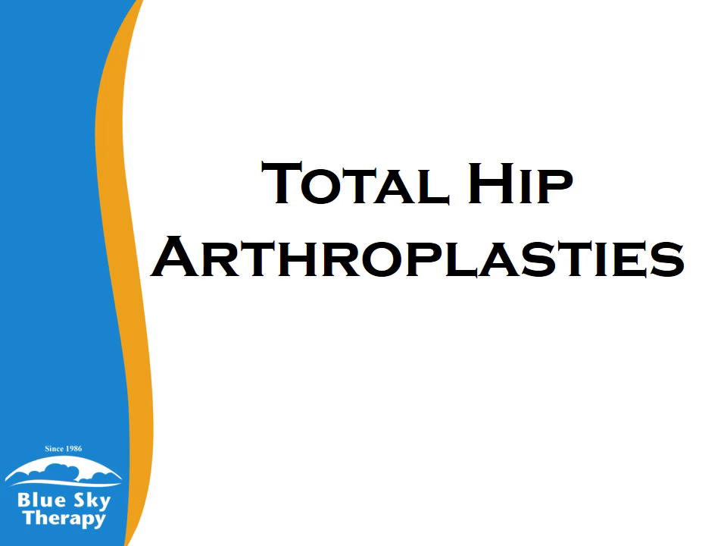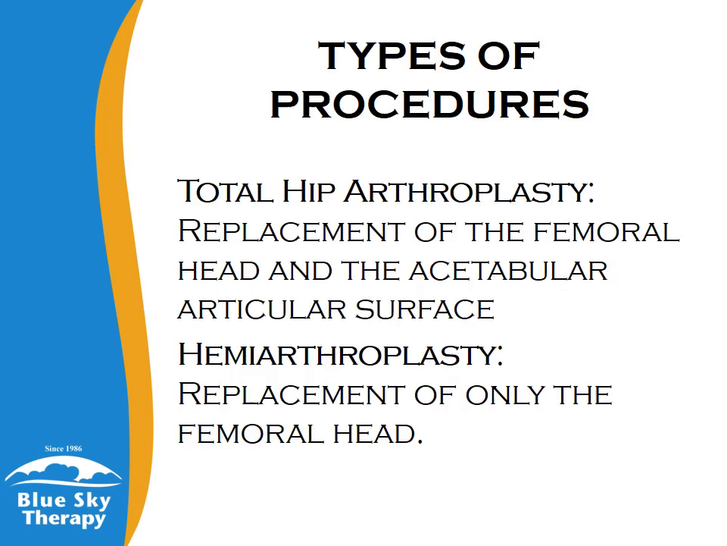Let's begin with total hip arthroplasties. Types of procedures. A total hip arthroplasty is replacement of the femoral head and the acetabular articular surface. A hemiarthroplasty is replacement of the femoral head only.